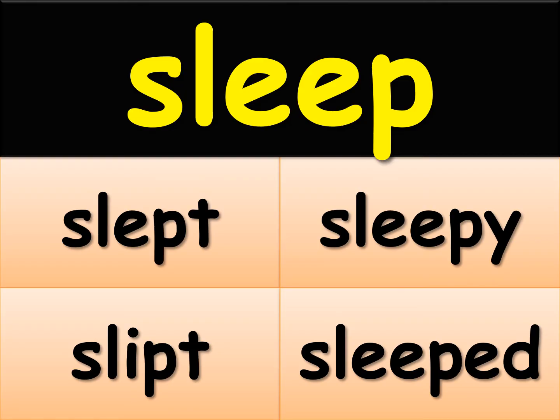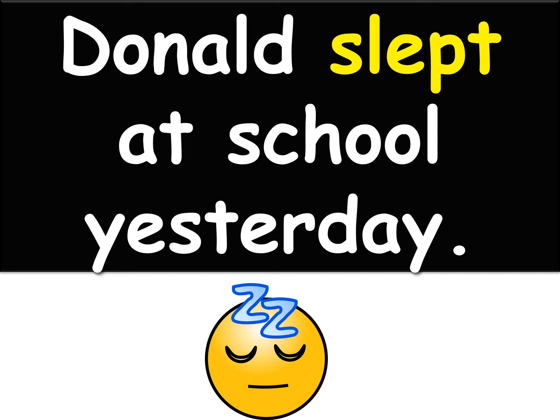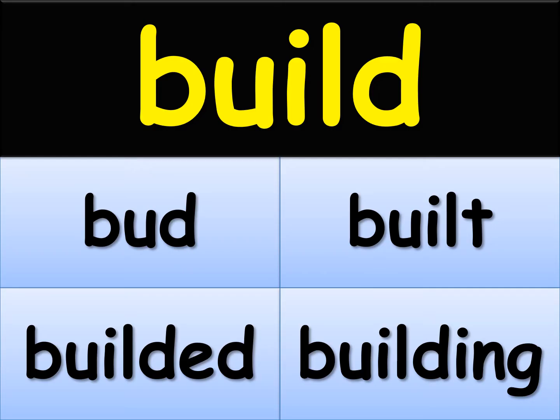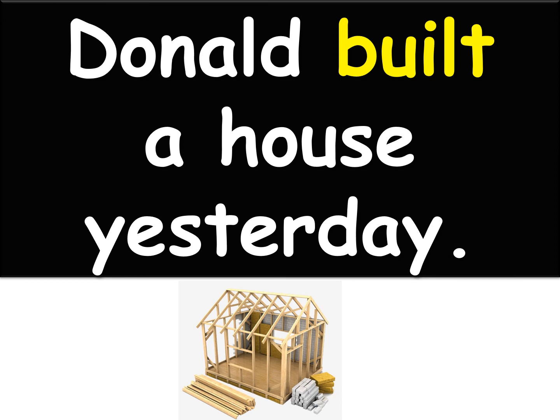Number 16. Sleep was the verb, and sleep turns into slept. Donald slept at school yesterday. Number 17. Build was the verb, and that turns into built. So just change the D to a T. Built. Donald built a house yesterday.